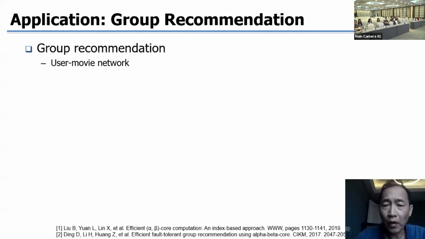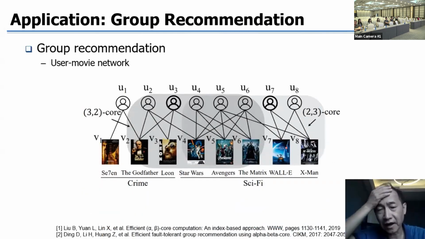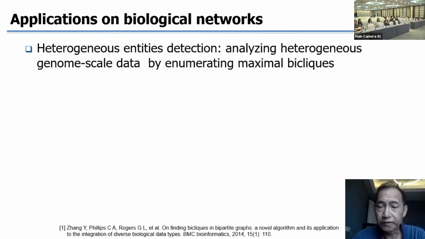We usually want to do group recommendation among the customers. Here's one example: a user movie network, right? We want to detect the alpha-beta core. In a unipartite graph, we could have the k-core and so on and so forth. But in a bipartite graph, we need to have degree constraints on both sides. One is alpha, the other is beta.